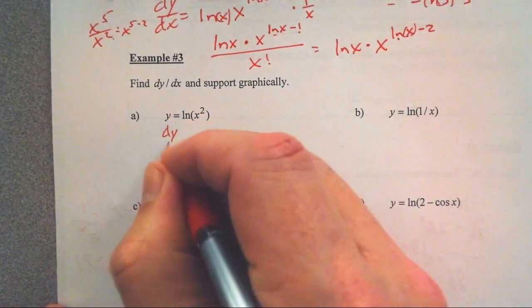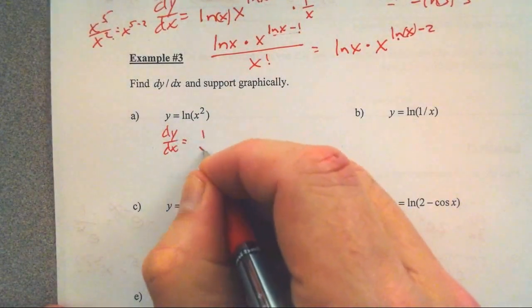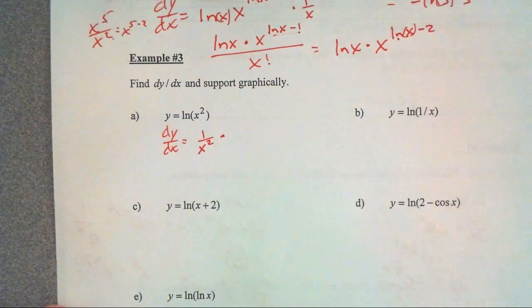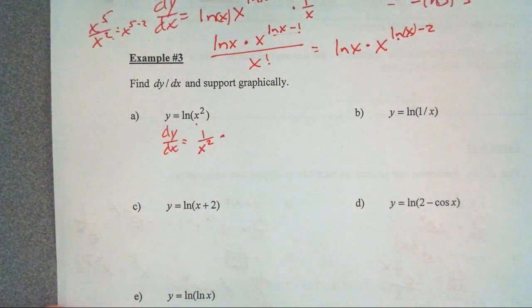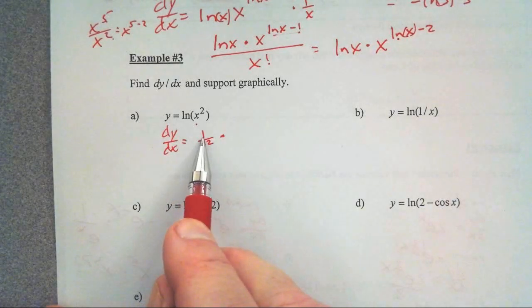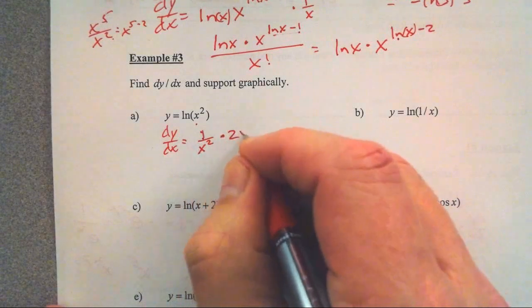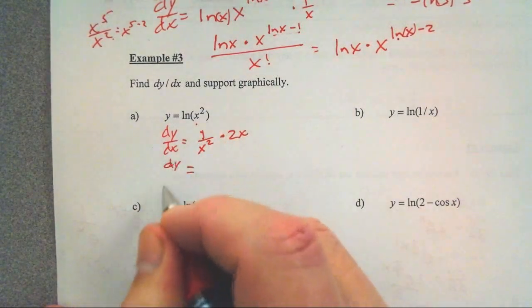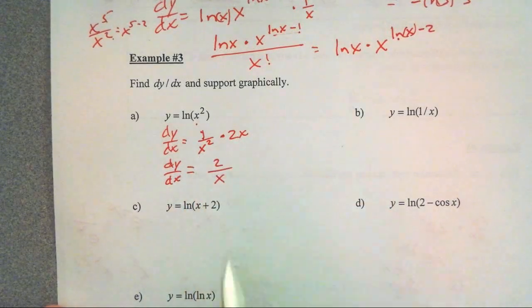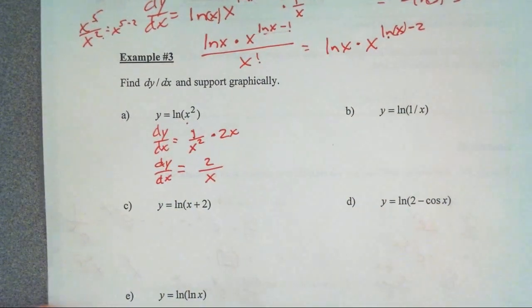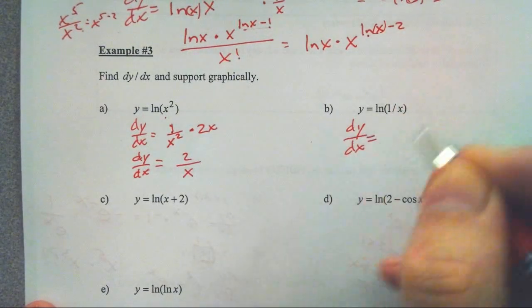dy dx, ln x squared, it wants to be 1 on x squared, but we have to treat the baby function, times 2x. A lot of times, once we do some of these, we just won't even put the 1 in there, because whatever we treat x with could go up here. So that's times 2x, or dy dx equals, x's cancel, I get 2 on x.